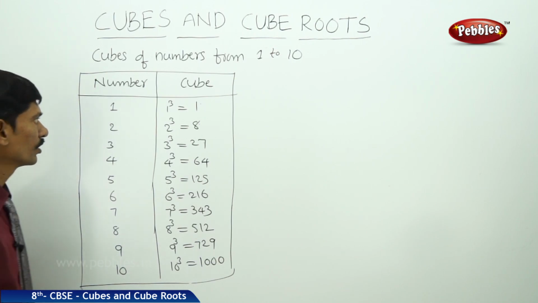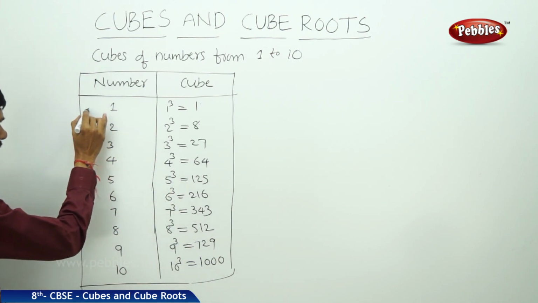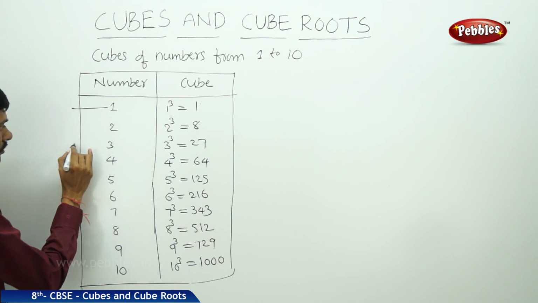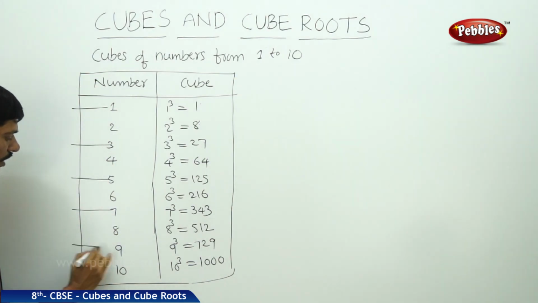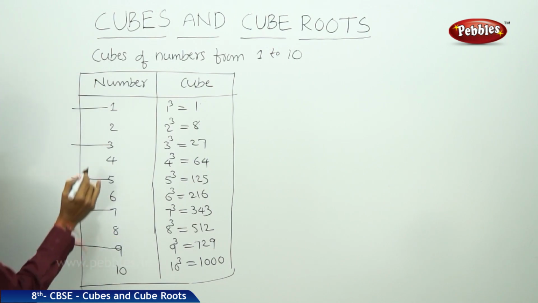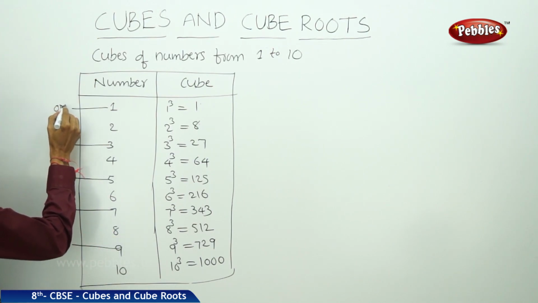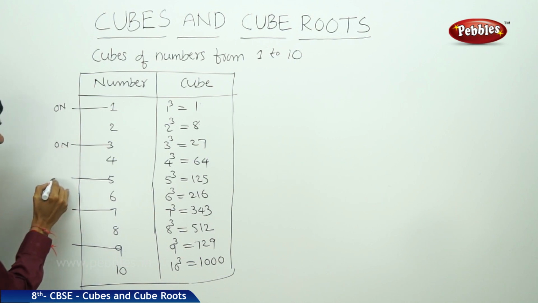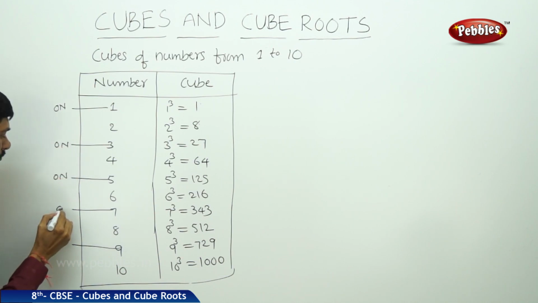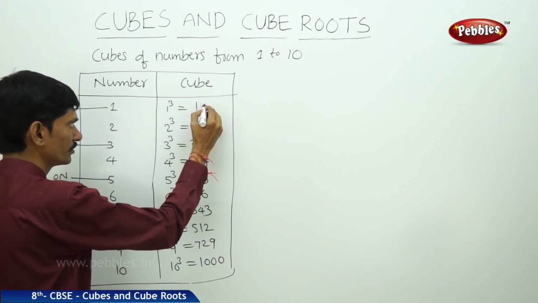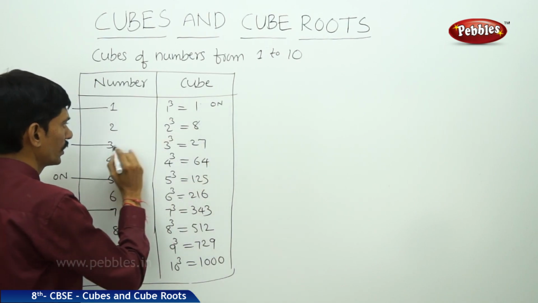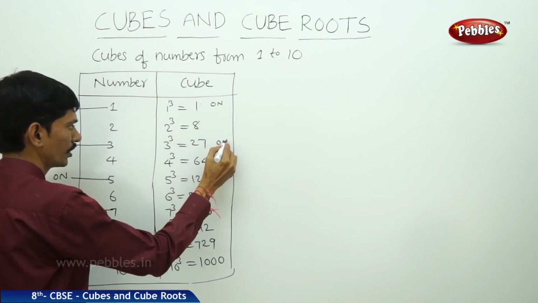Next, if you observe 1, 3, 5, 7, 9, what are all these numbers? Odd numbers, or odd natural numbers. And what is the cube of odd numbers? 1 cube is 1, which is an odd number, and 3 cube, 27, is also an odd number.